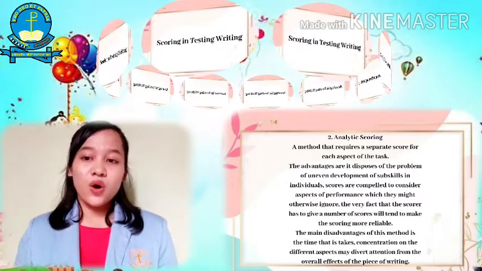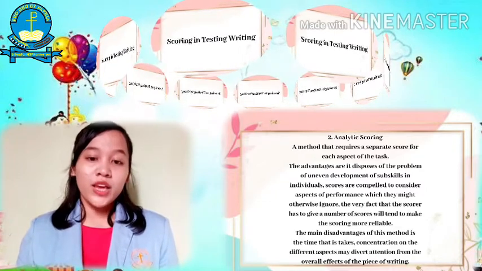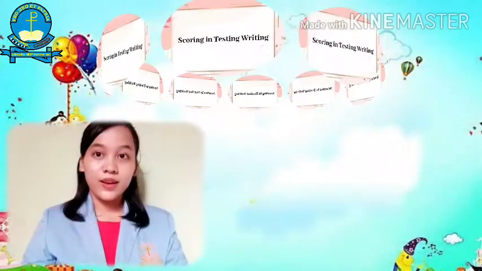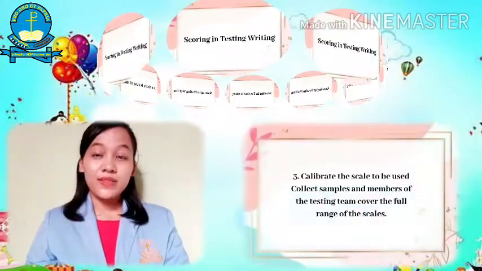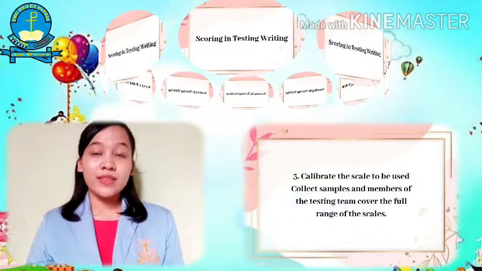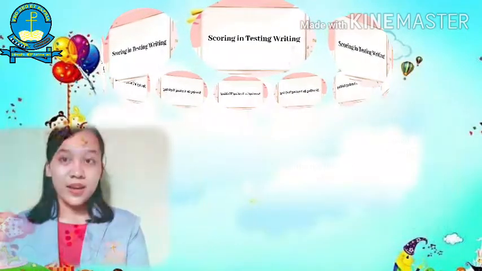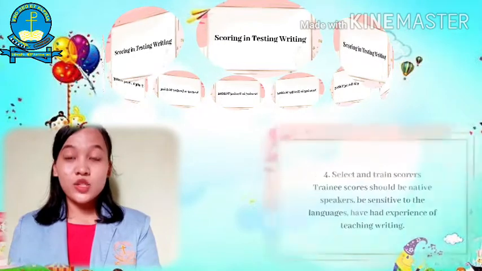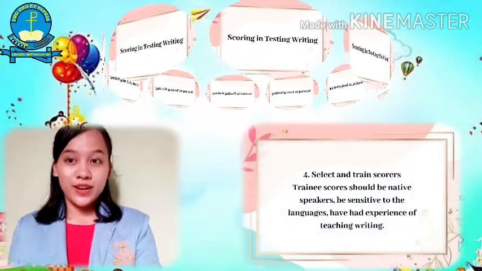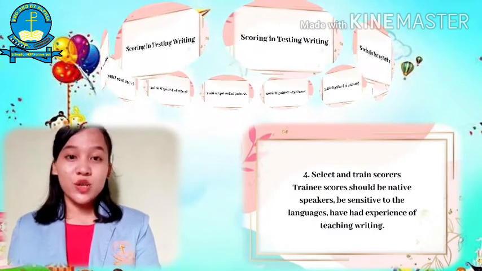Considerations on the different aspects may distract attention from the overall effect of the piece of writing. The third, calibrate the scale to be used. Collect samples, and members of the testing team cover the full range of the scales. The fourth, select and train scorers. Trained scorers should be native speakers, be sensitive to the language, and have had experience of teaching writing.